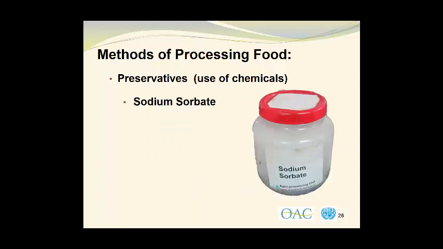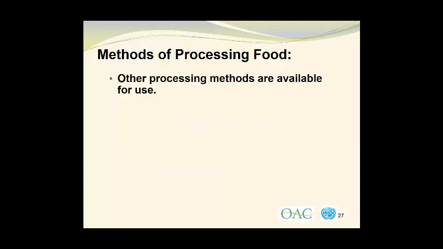Sodium sorbate, potassium sorbate, sodium benzoate, and several others are examples of chemical preservatives that inhibit the growth of microorganisms within food materials. However, consumers are becoming increasingly suspicious of the addition of such preservatives to their food products, and they tend to shy away from foods which contain chemical preservatives. Other processing methods are available for use, but we will not go into them here.